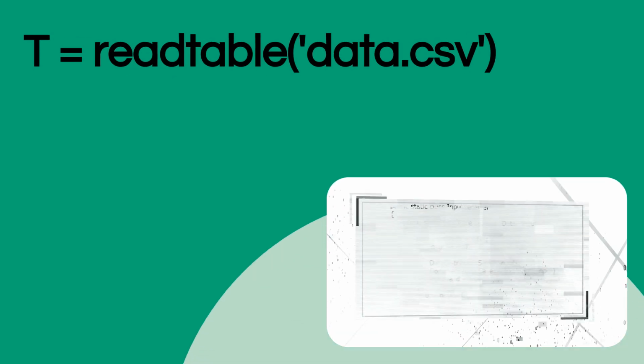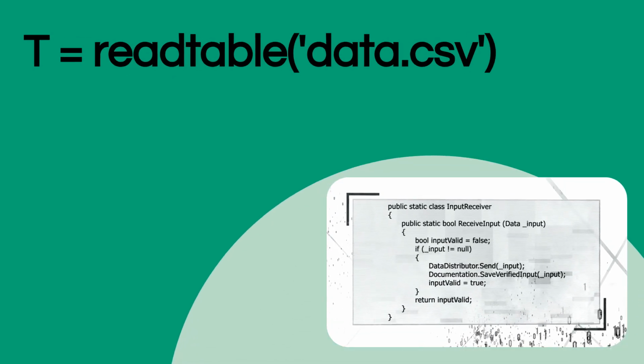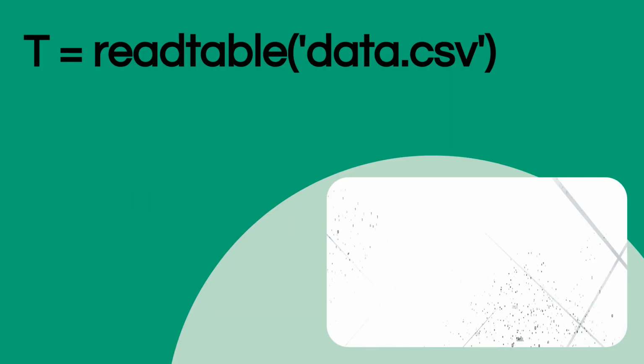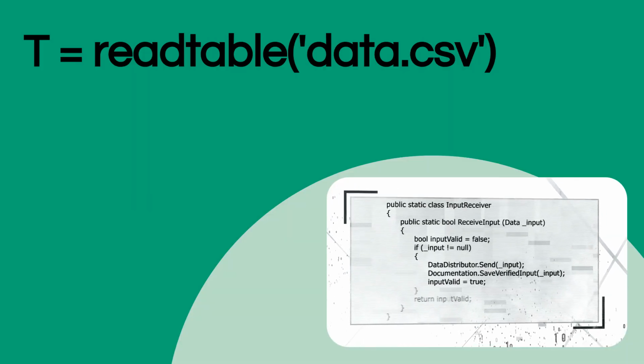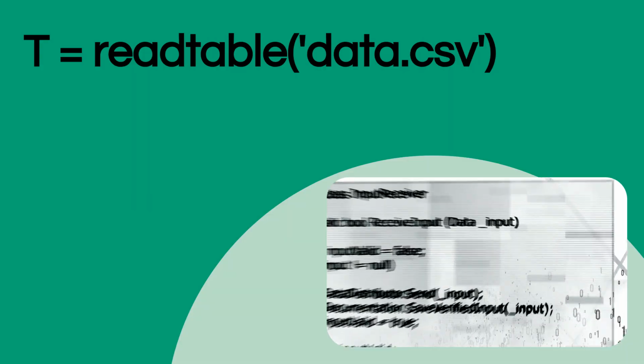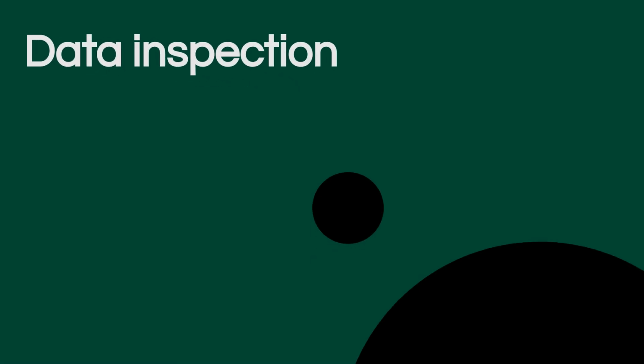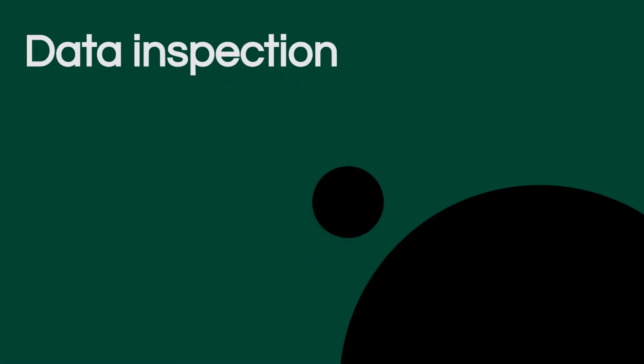In the MATLAB command window, we execute the command t = readtable('data.csv'). This imports the data and assigns it to a new variable called t. Once the data is imported, the next crucial step is to inspect the resulting table to ensure everything was imported correctly and to understand our new data structure.